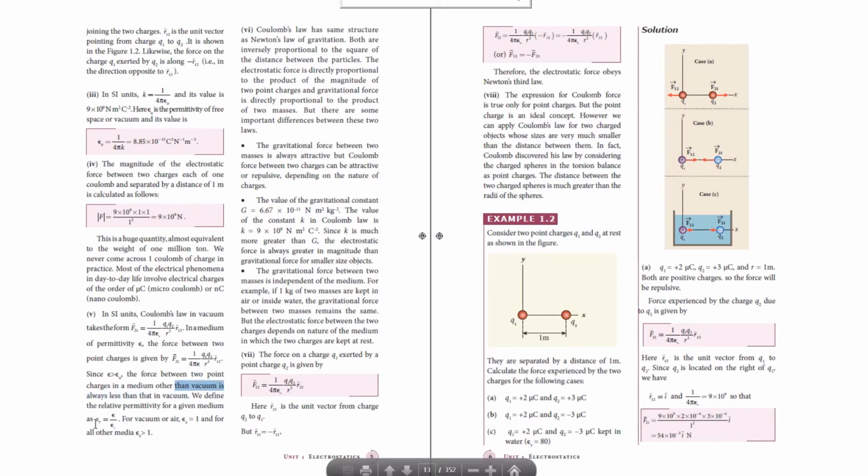And how do we define another new concept? We call it as what? Relative permittivity. So how can we define relative permittivity? Relative permittivity equals epsilon by epsilon naught. And for a vacuum or air, epsilon r equals 1. And for other media, epsilon r is greater than 1. So this is the fifth point.